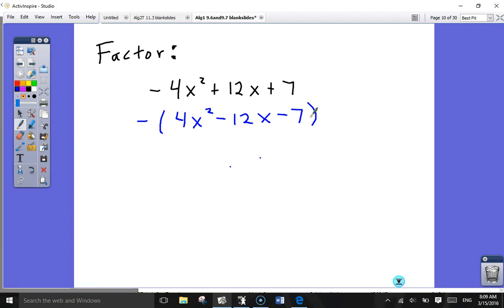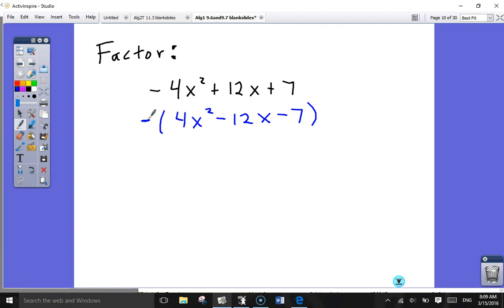Now we're going to factor what's in parentheses like we already know how to factor, and at the end we'll just have to put a minus in front of it. Okay. But that's not right. I'm going to get rid of these. So I'm going to go through that same process that we did on the last one, okay?